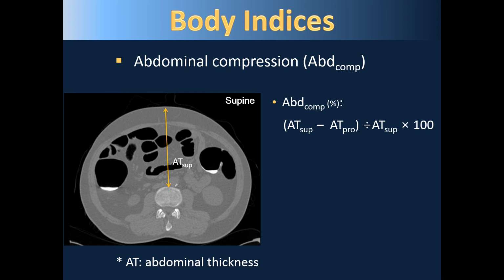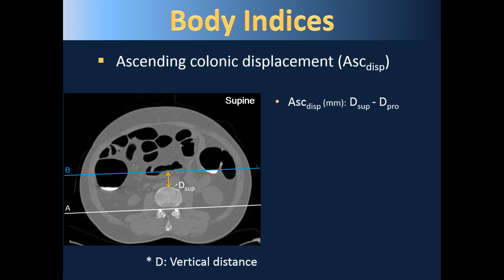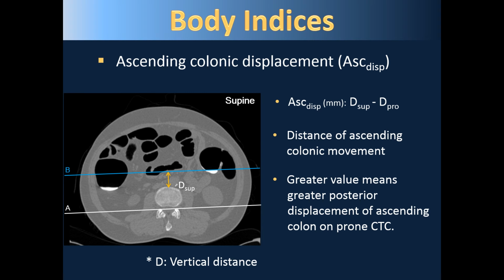As for the body indices, we first measured abdominal compression as the change in abdominal thickness from the anterior abdominal wall to the lumbar spine. So the greater value means greater abdominal compression on prone CTC. Second, ascending colonic displacement, as the distance of ascending colonic movement. It was acquired by measuring the change in vertical distance from the center of the ascending colon to the lumbar spine. So the greater value means greater posterior displacement of the ascending colon on prone CTC.